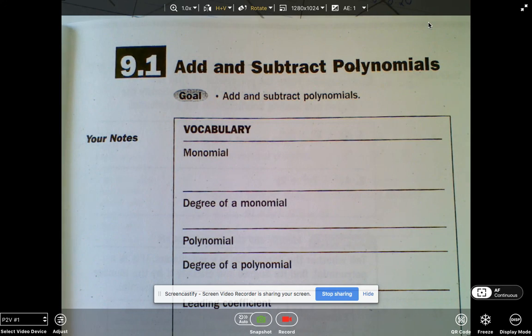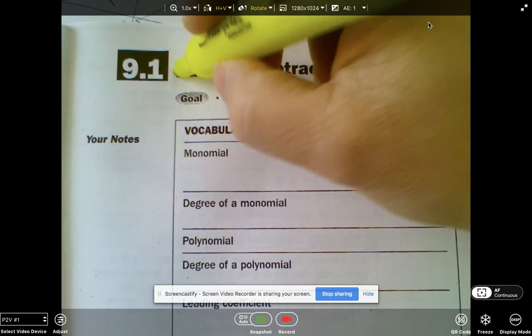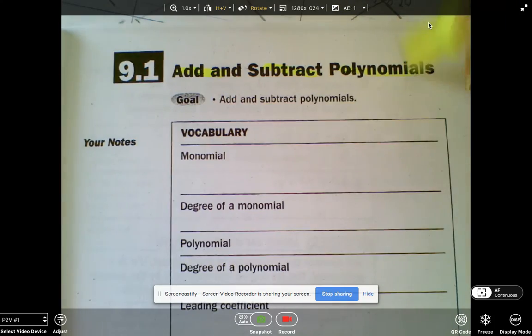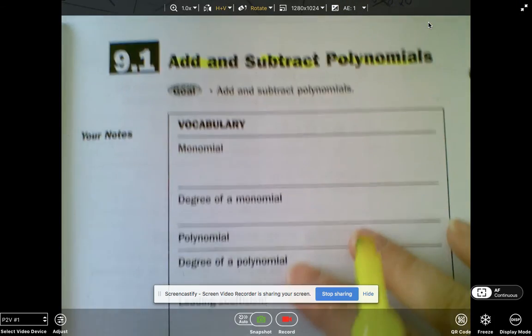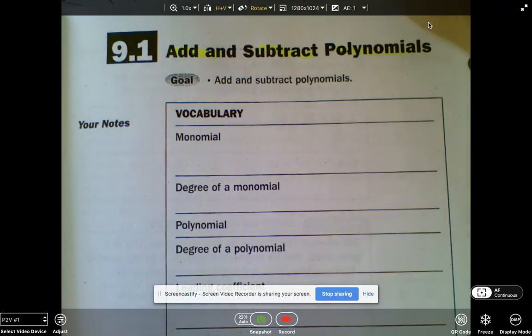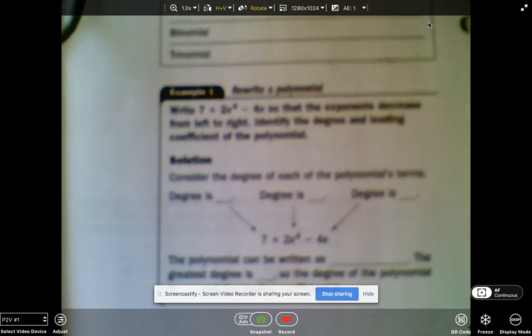All right, so now that you saw some examples with Math by 5, we're going to continue with our guided notes on adding and subtracting polynomials. So we talked pretty extensively about the vocabulary in the last video reference. So let's go down right to the first example.